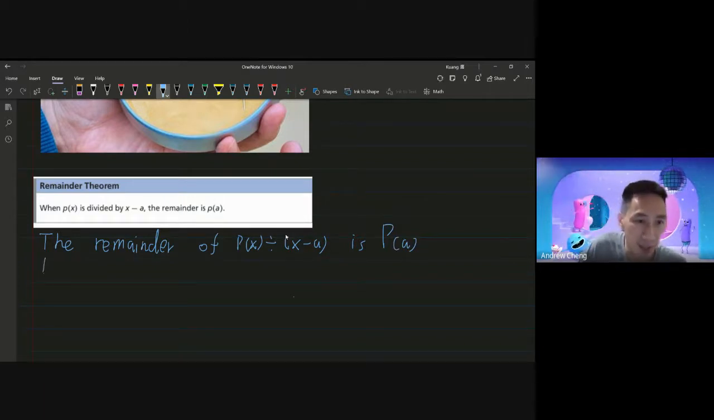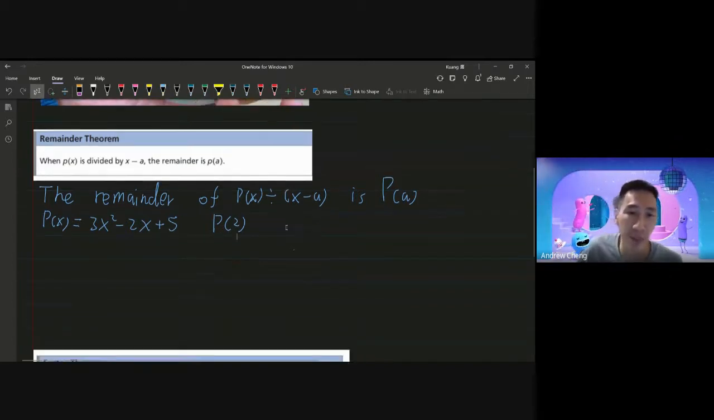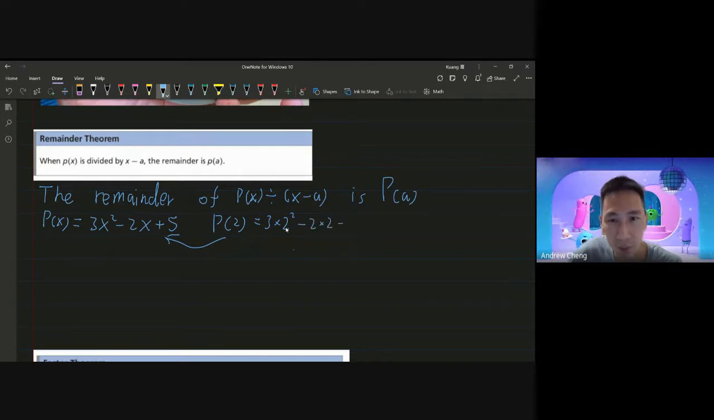Let's say p of x is, well, maybe 3x cubed minus 2x plus 5, all right? And I want to find p of 2, when x equals 2, what is the value of the function. So let's plug in first. Plug into the function. So I get 3 times 2 squared minus 2 times 2 plus 5. It will be 3 times 4 minus 4 plus 5. It will be 8 plus 5. That's 13. Okay.